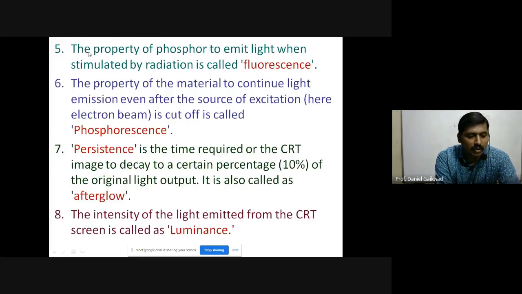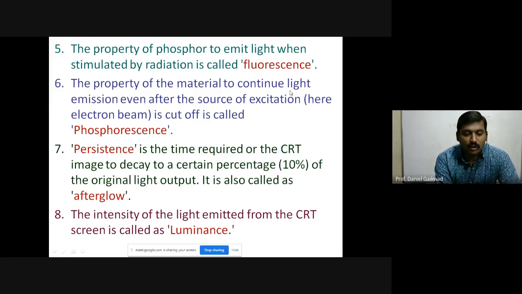Again we have some additional definitions. The property of phosphor to emit light when stimulated by radiation is called fluorescence. So phosphor emits light when stimulated by radiation, which is called fluorescence. Now we have the second property, the property of the material to continue light emission even after the source of excitation, here the electron beam, is cut off, called phosphorescence.